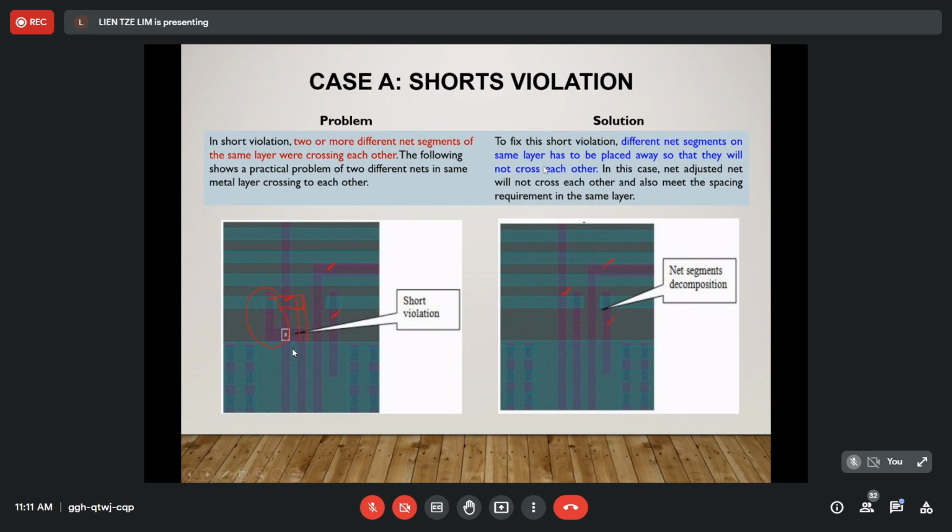Here there is a statement: to fix these short violations, different net segments on the same layers have to be placed away so that they will not cross each other. In this case, the adjusted nets will not cross each other and also meet the spacing requirement in the same layer. So this one is without crossing. This is one of the issues.